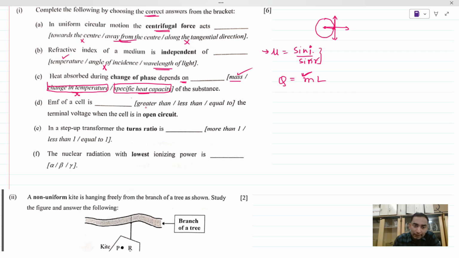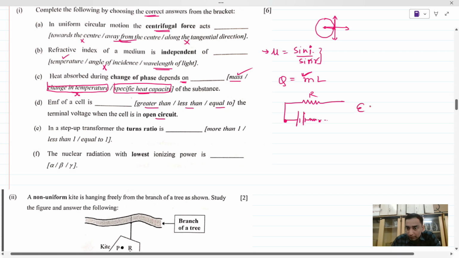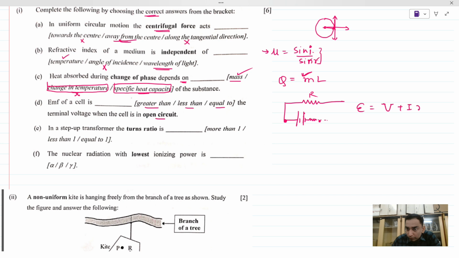EMF of the cell is greater than, less than, equal to terminal voltage in open circuit. See guys, in open circuit, this is what I feel: you have an external resistor and then you have the cell having some internal resistance of its own. But now the circuit is open. In an open circuit, whatever EMF you measure, the same will be the terminal voltage, right? The same will be taken as the terminal voltage because there is no current flowing. I should be saying EMF is equal to terminal voltage plus I times small r.